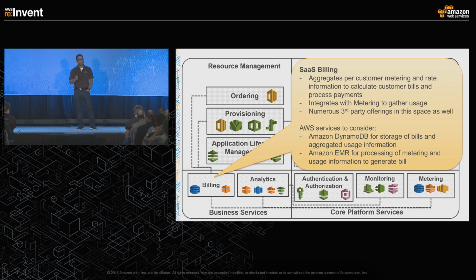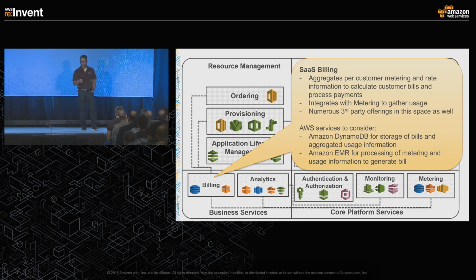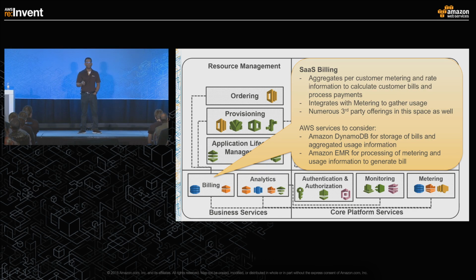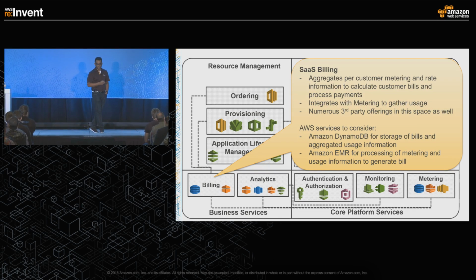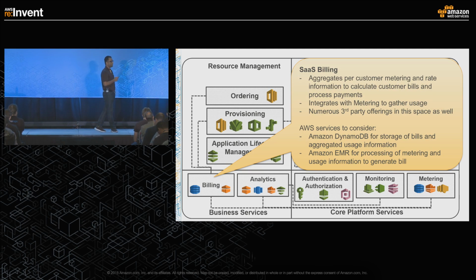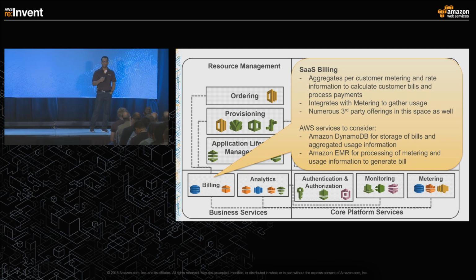So there are a lot of third-party options that you can use for not only billing, but various other parts of this reference architecture. And so one thing I want to call out is that you don't have to build all of this stuff yourself. You can certainly leverage other SaaS solutions to help you get to market a lot faster. So some of the services that can help you here are DynamoDB to store your billing information, and EMR to help you calculate and generate the bills.